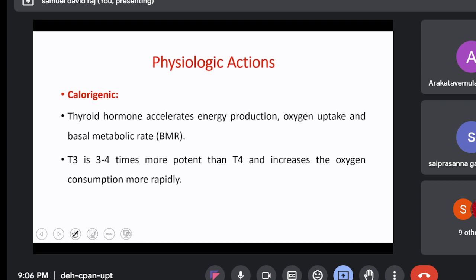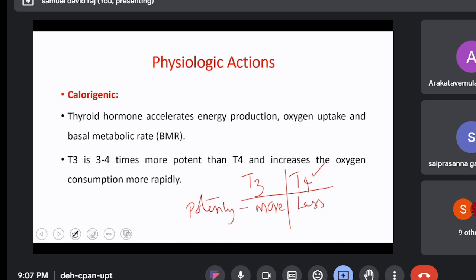Coming to the physiological functions or actions of these hormones. As I have said before, let me give you a comparative account of these two once again. Coming to the potency, T3 is more potent when compared with T4.